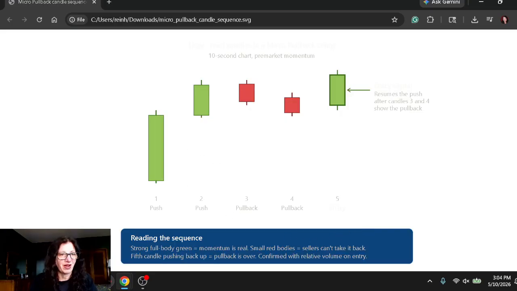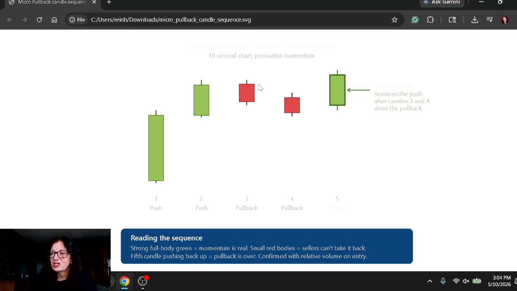Okay, I have one more graphic here. This is a micro pullback setup. It's one of the setups that I trade. Okay, candles 1 and 2 here. They are strong, full-bodied green candles. No huge upper wicks. The buyer's in control. The price opens here, closes here, opens here, closes here. That's what I'm looking for when I'm trading.